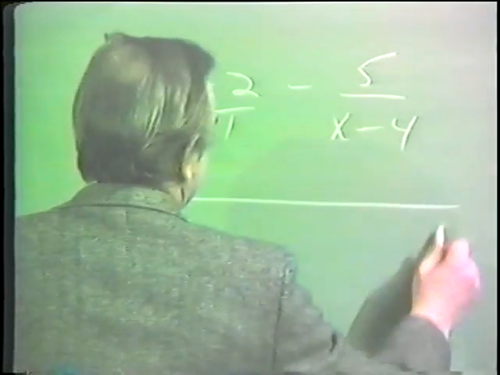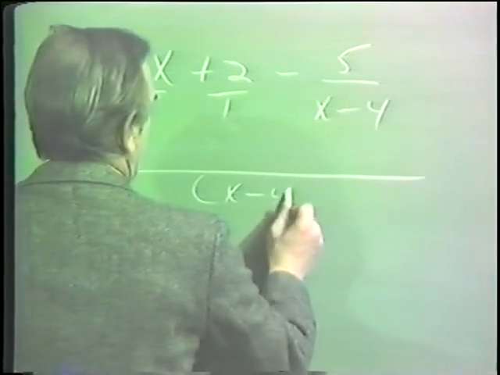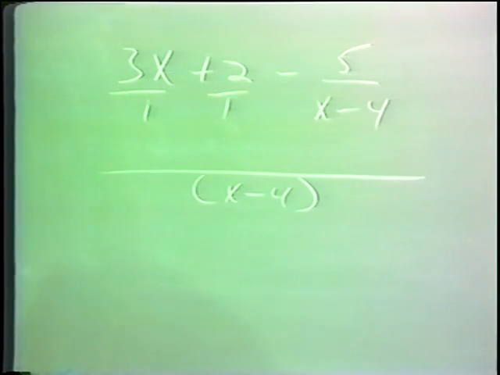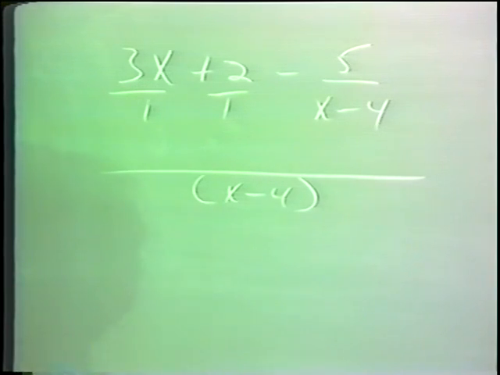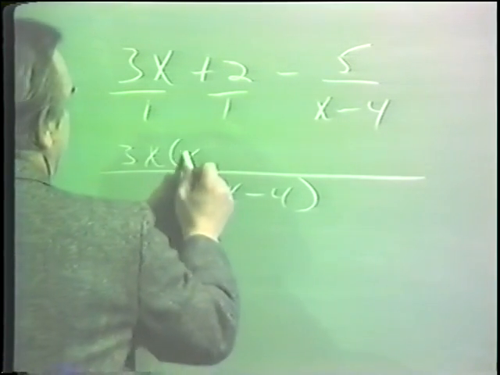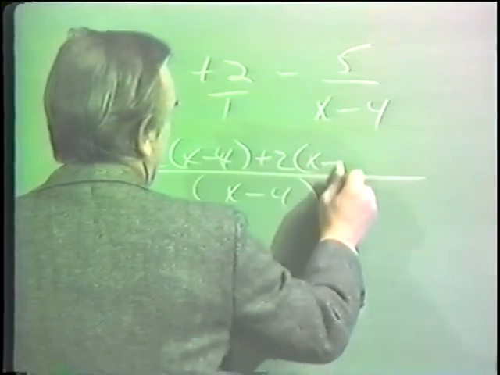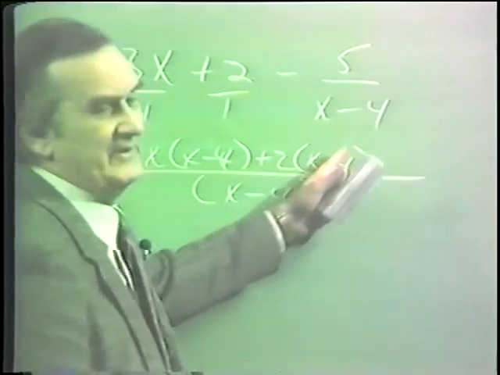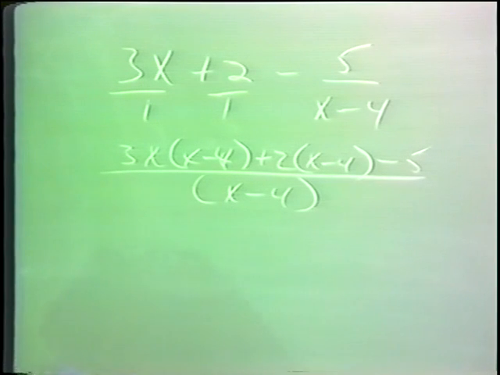Let's take a look at this. Our LCD is x minus 4. We want each of our terms to have x minus 4 as the denominator. That means for this first term, I'm going to have to multiply both numerator and denominator by x minus 4. Second term, again, I'm going to have to multiply each numerator and denominator by x minus 4. Third term, it already has x minus 4 for denominator. I don't do anything with that, and I don't do anything with the numerator. And there is our mixed number as a single fraction.